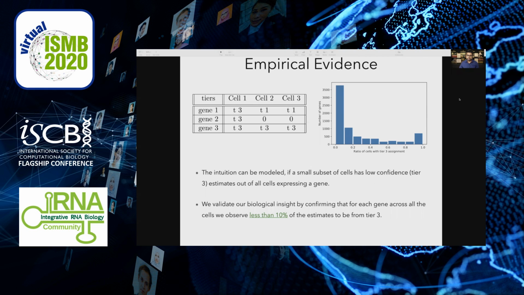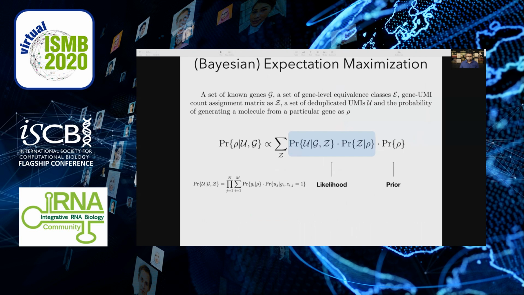We looked in a real experiment and figured out how many tier 3 estimates have tier 3 as their neighbors. In the plot, we show that less than 10% of the tier 3 estimates actually have tier 3 neighbors and most of them are tier 1, which means we can use those tier 1 as a transfer from high confidence to low confidence cells. We have some intuition, we have some empirical evidence, then how are we going to model it?